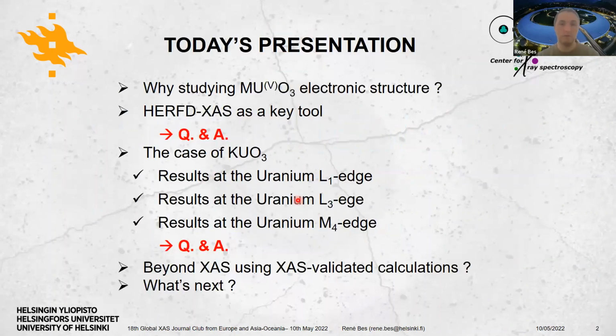studies. My talk today will be divided into 3 parts with 2 pauses. I will start by giving you insight into why we study this type of materials containing uranium-5 and why HERFD-XAS is a key tool in order to study the electronic structure of uranium. And then I will focus on one of the compounds we have studied so far, showing results we obtained at the uranium L1, L3, and M4 edges. And after that, I will go a little bit beyond X-ray absorption spectroscopy, using the calculations we have made in order to understand what the XAS was showing us. And I'll give you a teasing slide about what's next in these studies.